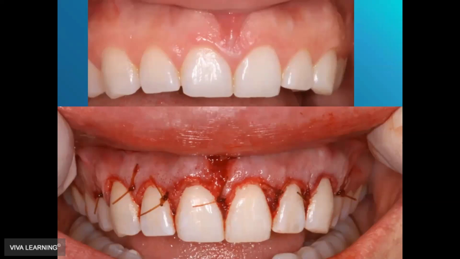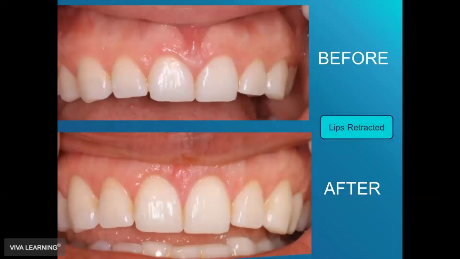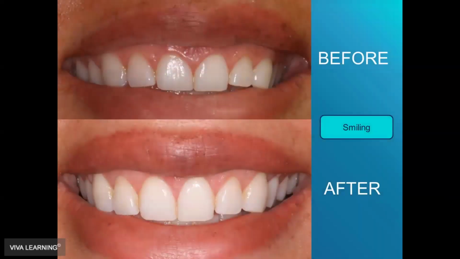The nice thing in this case about the gingivoplasty is you have just perfect control in reshaping the gingiva with these tips. So here she is before and after with lips retracted, and before and after with a smile. She still shows some gingiva, but she was very happy with this result.